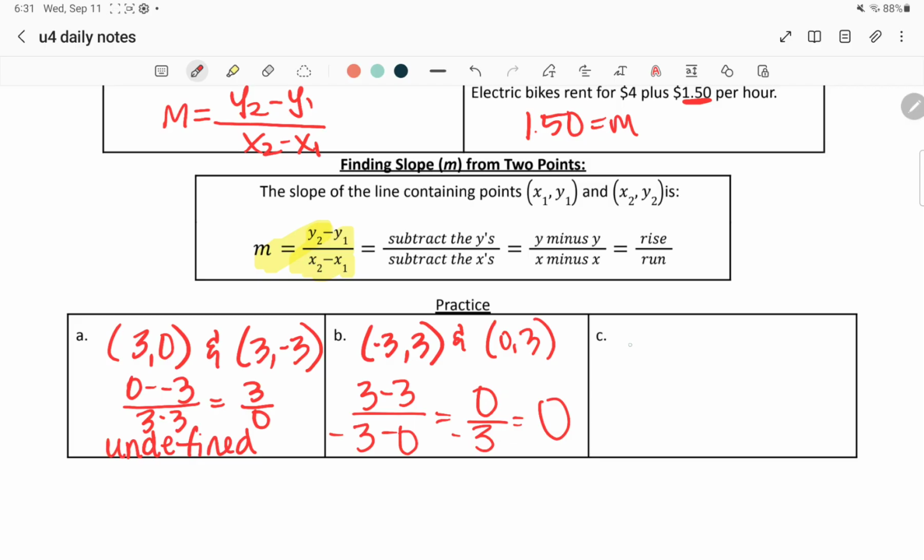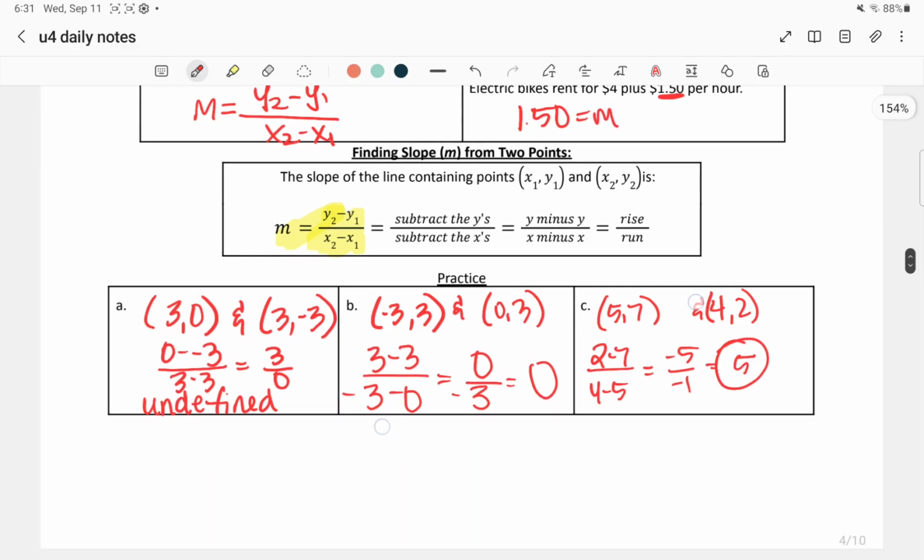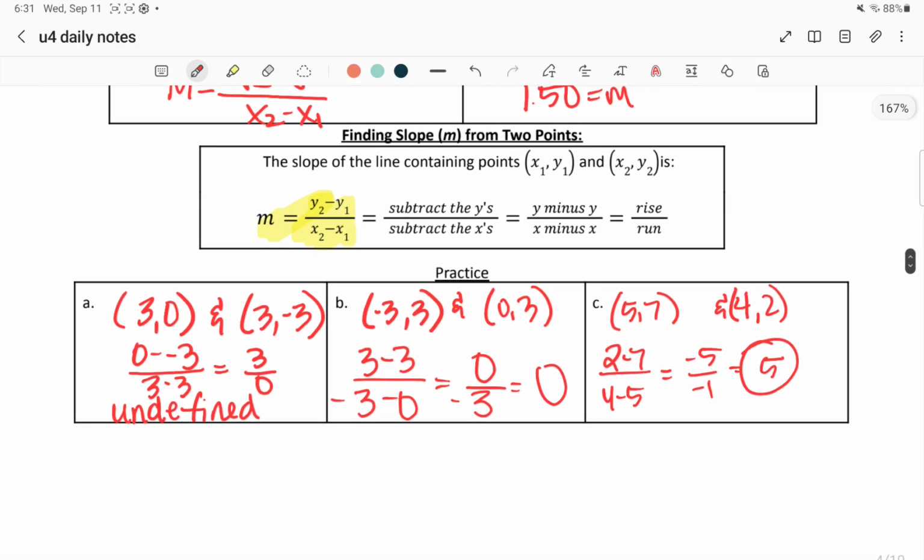And lastly, a normal-ish one. So one more time. Okay, 5, 7, and 4, 2. We get 5. Okay. Try out the homework. Thank you.